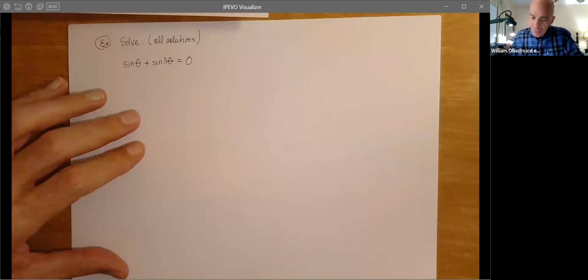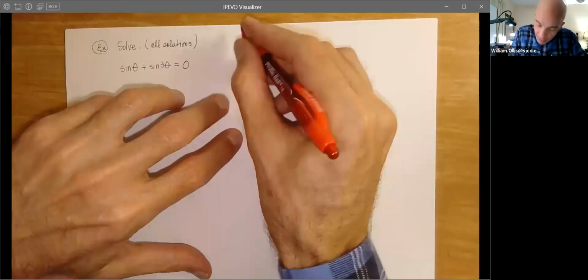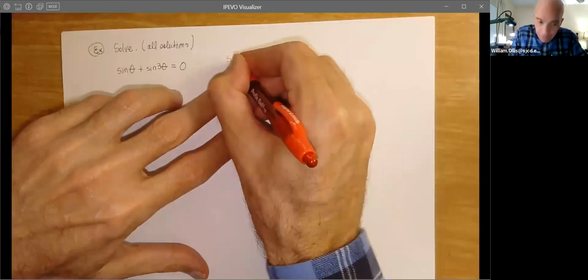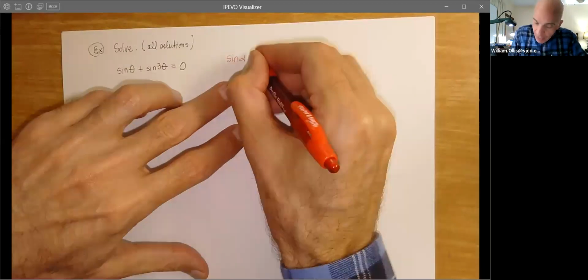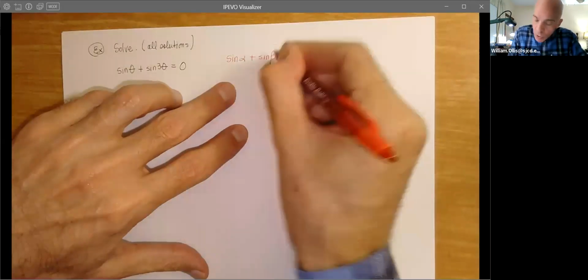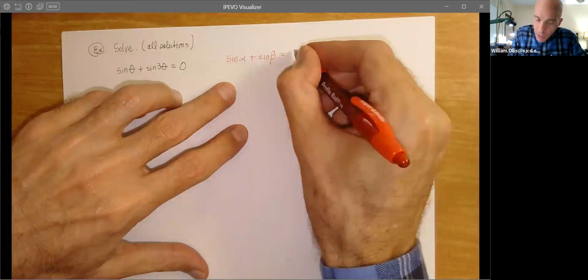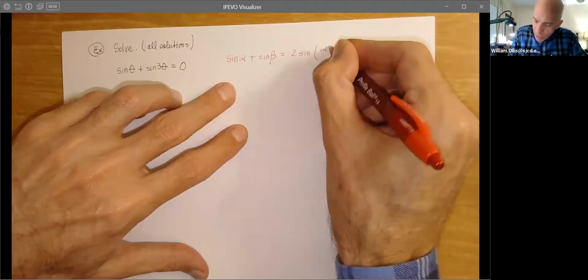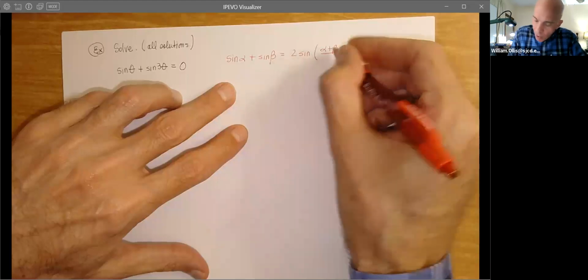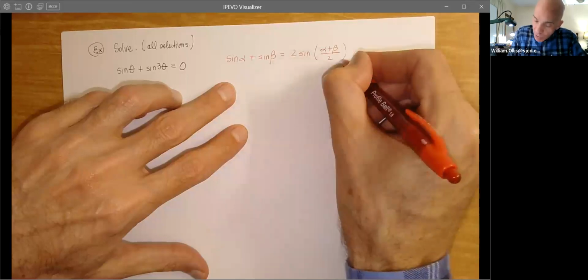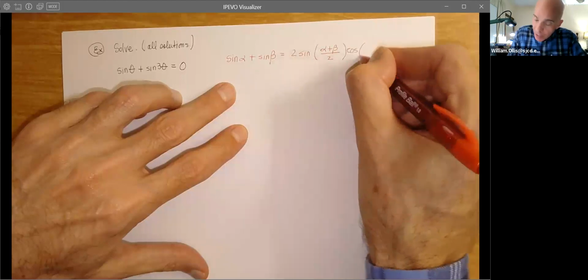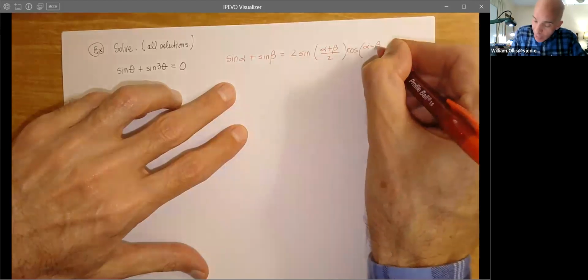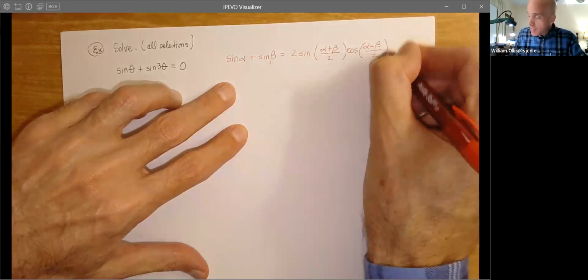So recall that we have sine alpha plus sine beta. And of course, WebAssign will always give you hints, but you can use any approach you want. It doesn't matter. There's no one way to do any problem when it comes to trig equations. So you feel free to exercise whatever knowledge base you have, as long as it's legal.